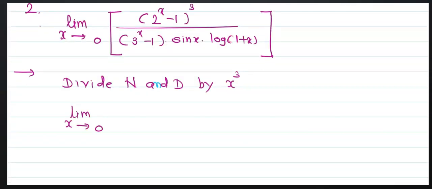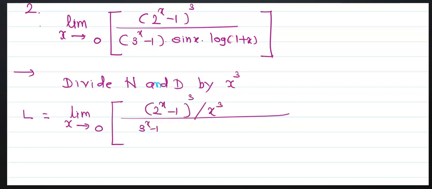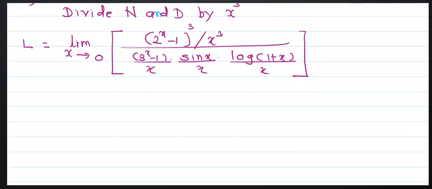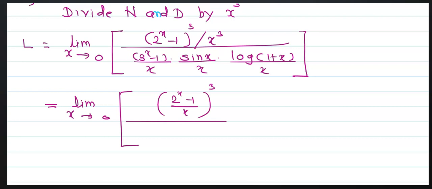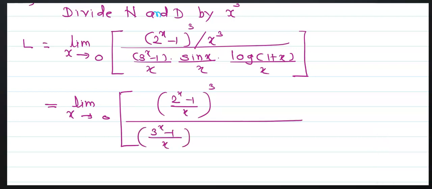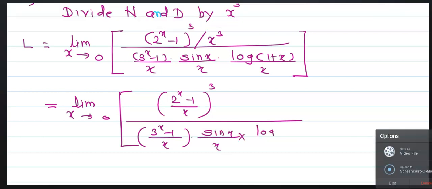Therefore, limit x tends to 0, (2 raised to x minus 1) bracket cube upon x cube, upon 3 raised to x minus 1 into sin x into log of 1 plus x. These all are divided by x. Therefore, limit x tends to 0, (2 raised to x minus 1 upon x) bracket cube upon (3 raised to x minus 1 upon x), sin of x upon x into log of 1 plus x upon x.